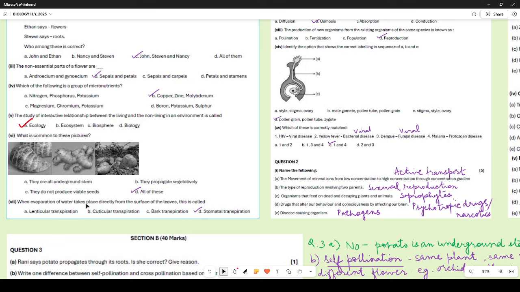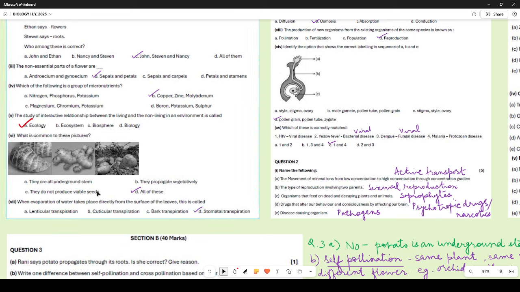When evaporation of water takes place directly from the surface of the leaves, this is called stomatal transpiration. So you see lenticels, bark, cuticle, also they are part of the plant. But if you think about the surface of the leaves, then the stomata are found on the surface of the leaves. So that is stomatal transpiration.